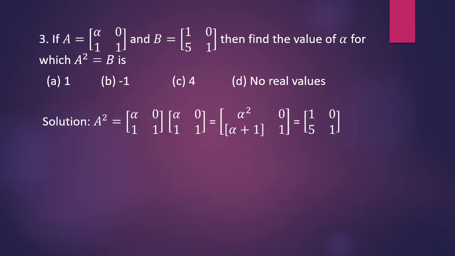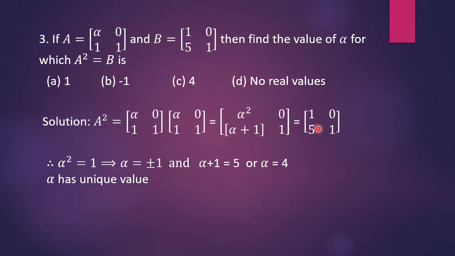So we have given that A square is equal to B. That means, first we have to find out A square. A square is A into A. You know how to multiply the matrix. So this will be the elements, alpha square, 0, alpha plus 1, 1 here. So that is equal to the matrix B. So matrix B is 1, 0, 5, 1 here.